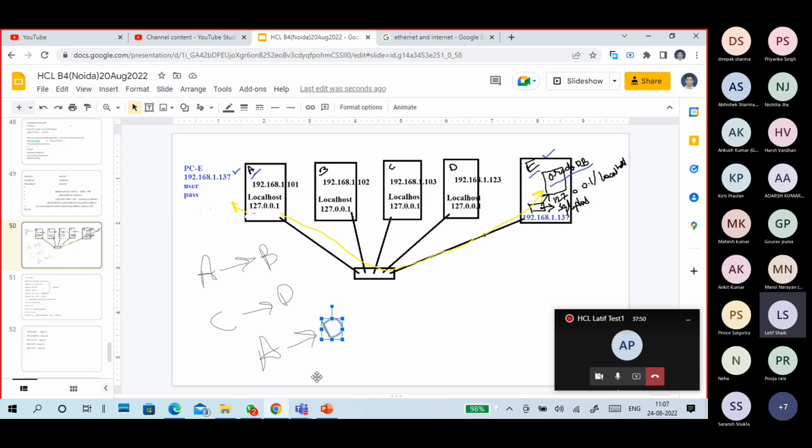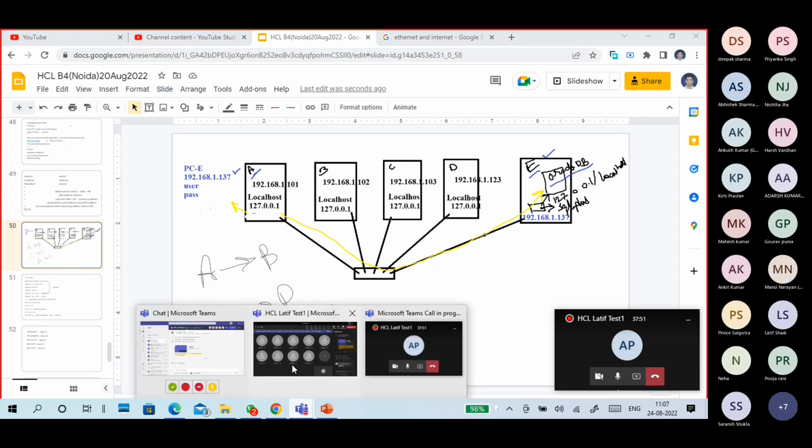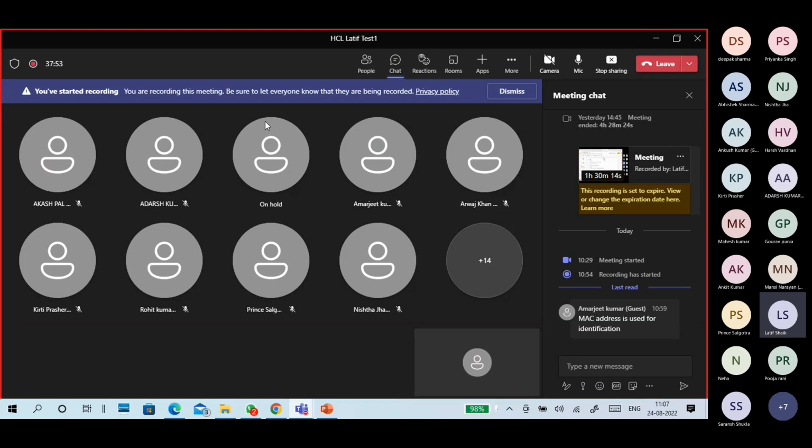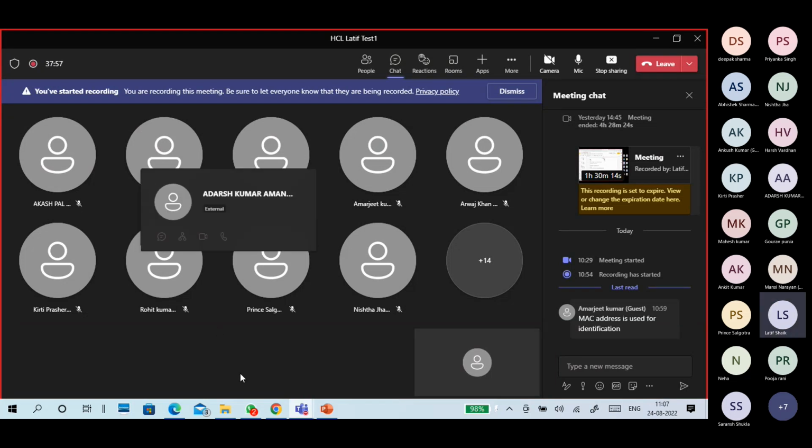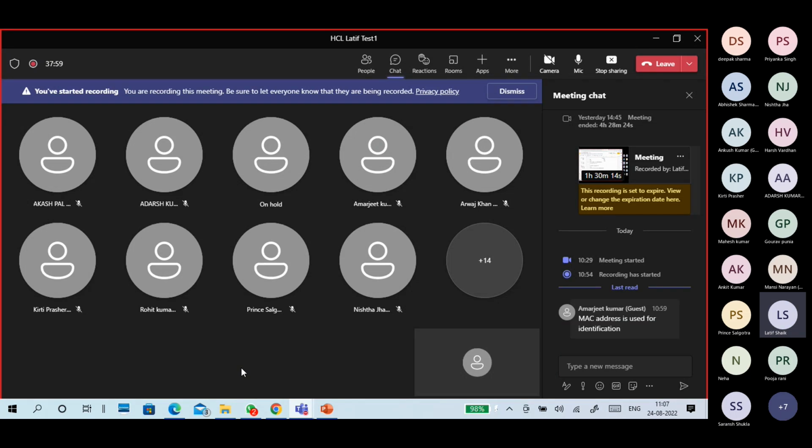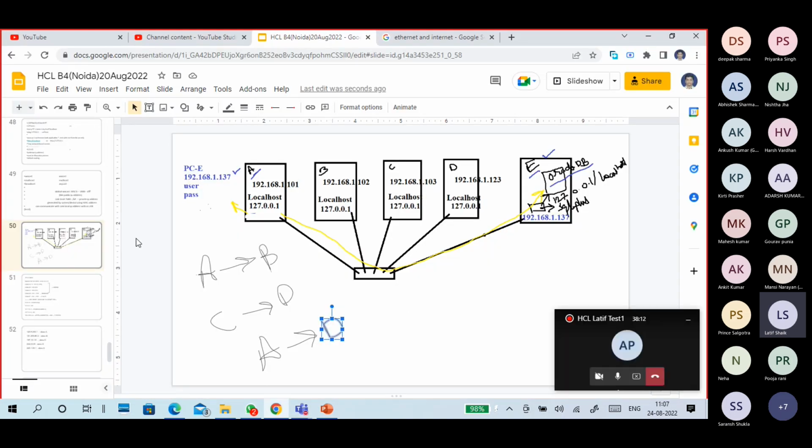One-to-one communication. Look here, for example, Adarsh is there. When I ask a question, Adarsh, what is a MAC address? Or Amarjit, what is a MAC address? If I ask that question like that, it is unicast. I am particularly addressing only one person. That is called unicast.